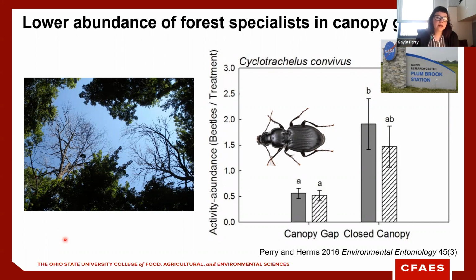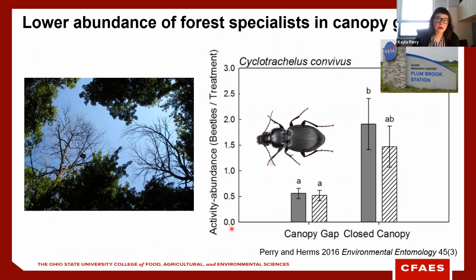And so initially when EAB colonizes ash trees within a particular stand and kills the trees, you get these very large canopy gaps. You can see that here from this picture. And so I had the opportunity to sample arthropods at Plumbrook Research Station, which is a NASA research station near Sandusky, and look at some of the responses of soil and ground dwelling arthropods to these canopy gaps. And one of the groups that I focused on were ground beetles.